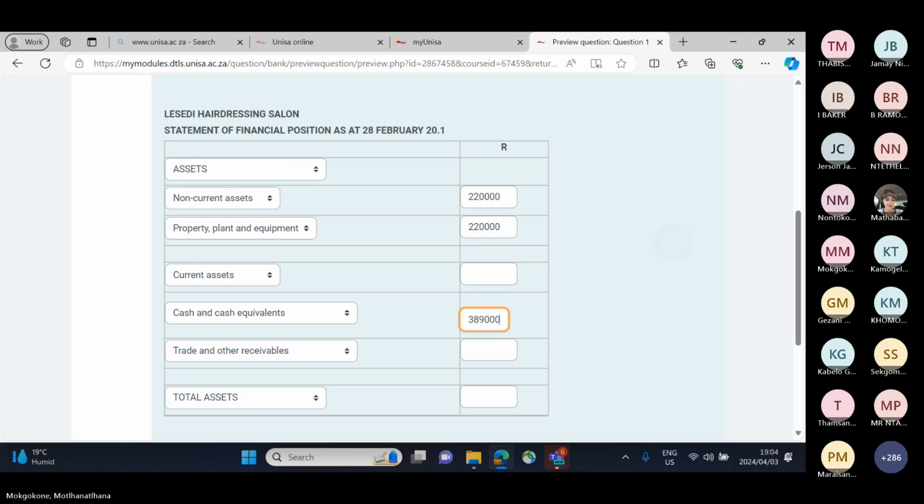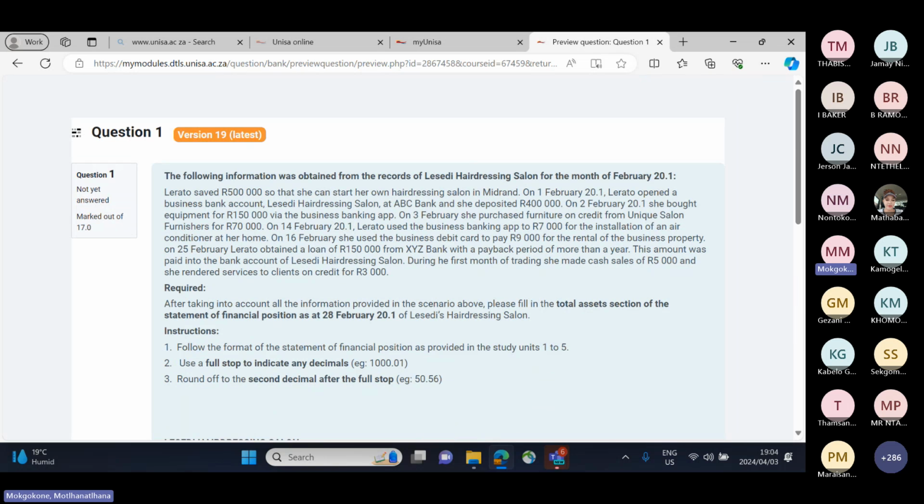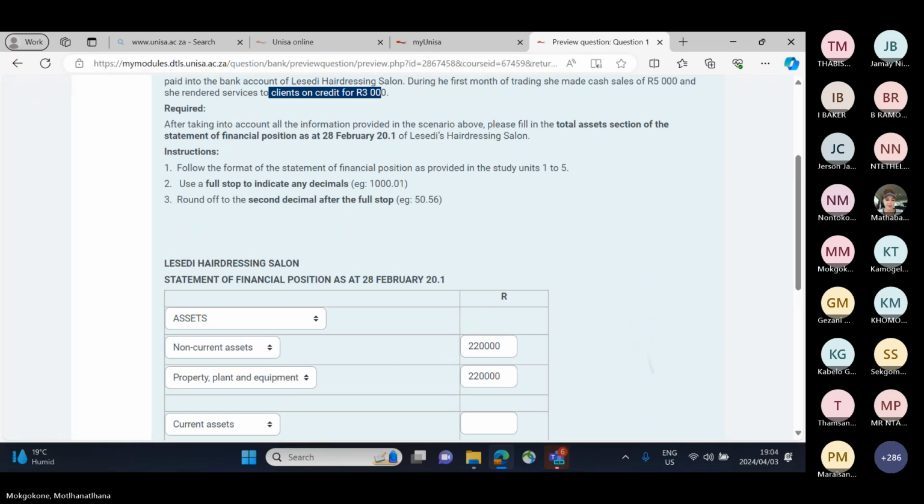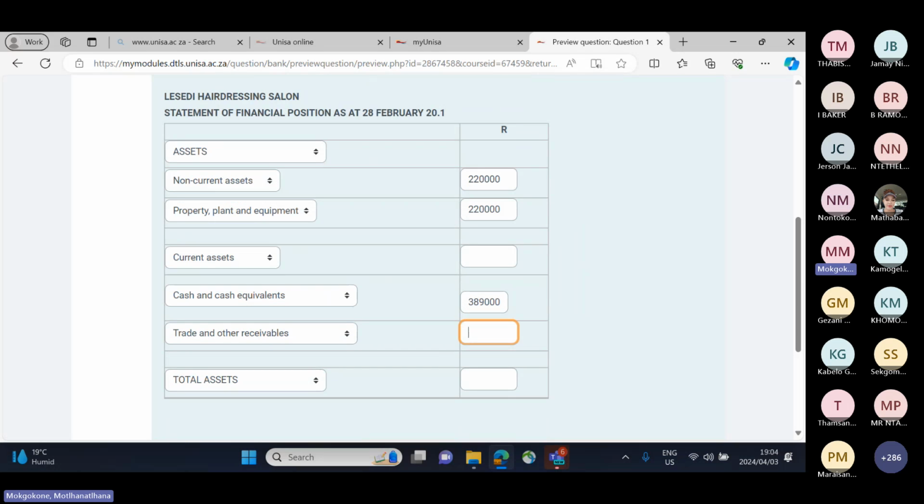Under cash and cash equivalents, you put 389,000. And then the trade and other receivables is given here because we rendered service on credit for 3,000, then you put 3,000 here. If you add them together, 3,000 plus 389,000, they will give you 392,000. This is our current assets.